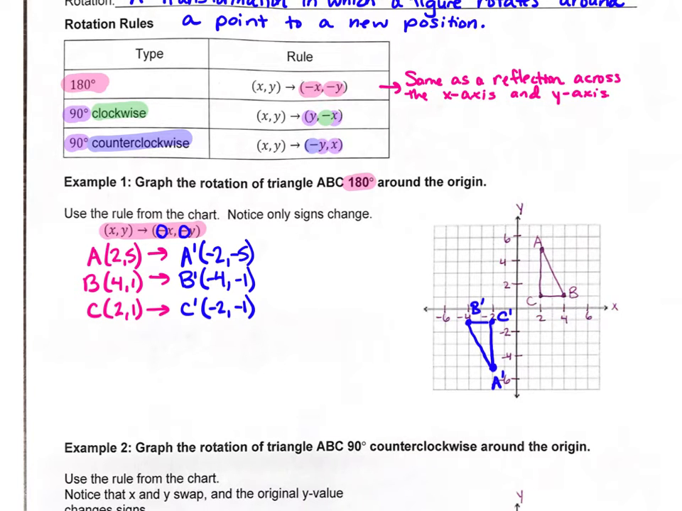So now we have triangle A prime, B prime, C prime. Notice that it is upside down and backwards. This is the result of only the signs changing, and it's the same as a reflection across the x-axis combined with the reflection across the y-axis. But we have now graphed the rotation and we're finished with this problem.